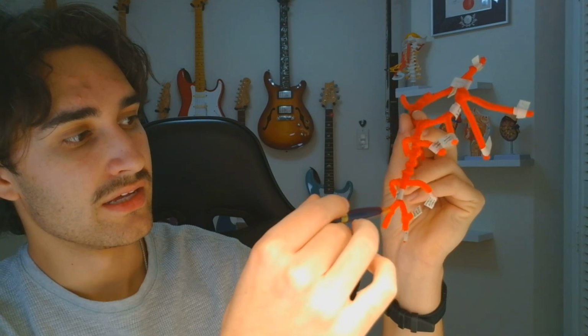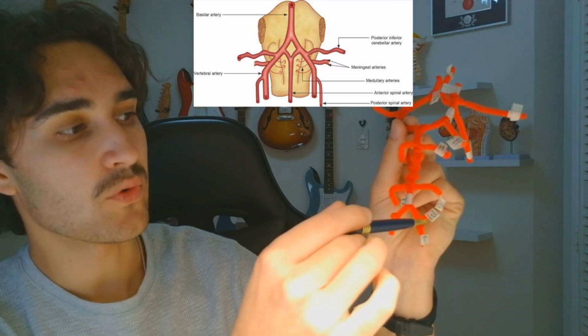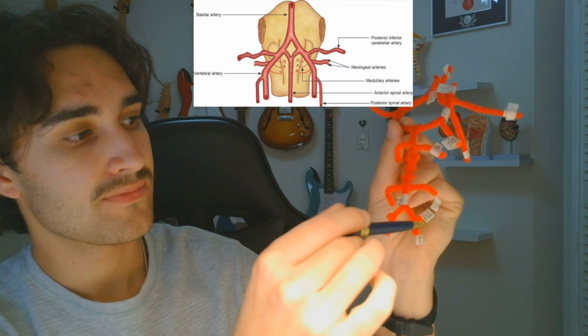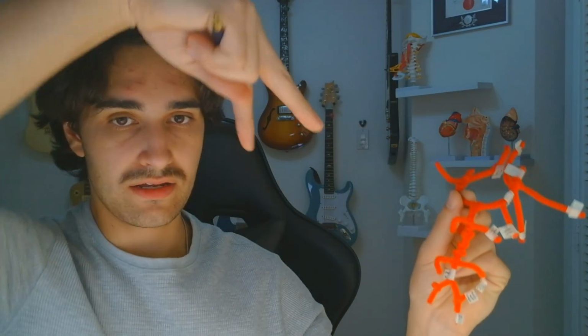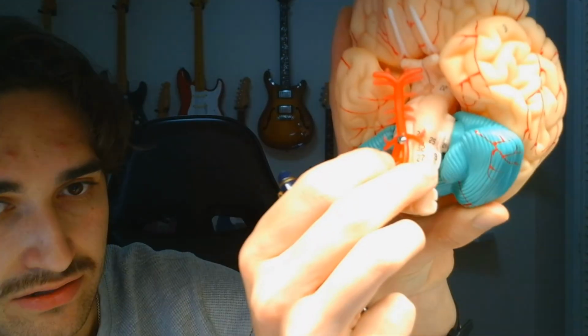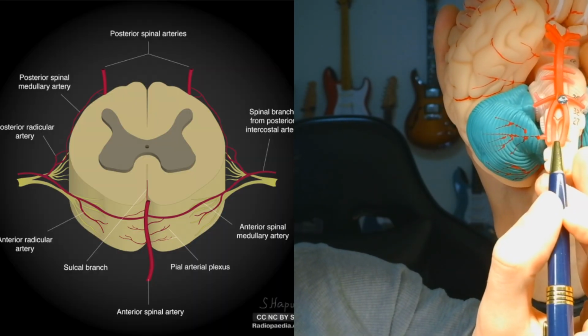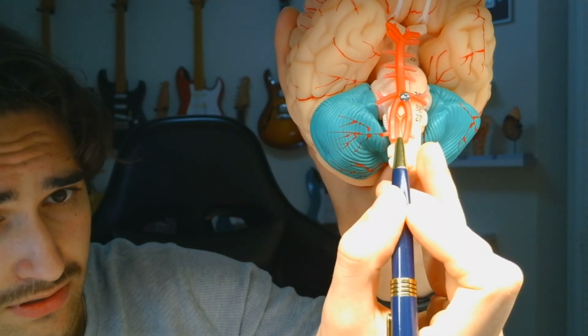What we don't see are posterior spinal arteries that would be coming off just before these cerebellar arteries, and they provide a left and right blood supply to the posterior part of the spinal cord. There's also, as shown here, an anterior spinal artery that supplies blood to the anterior portion of the spinal cord.